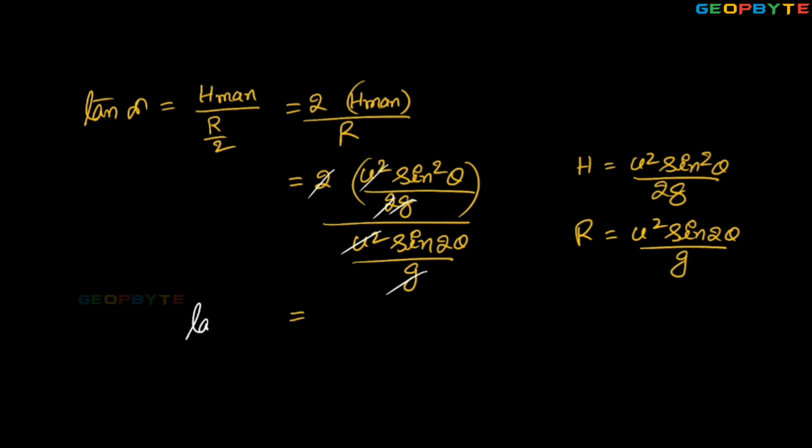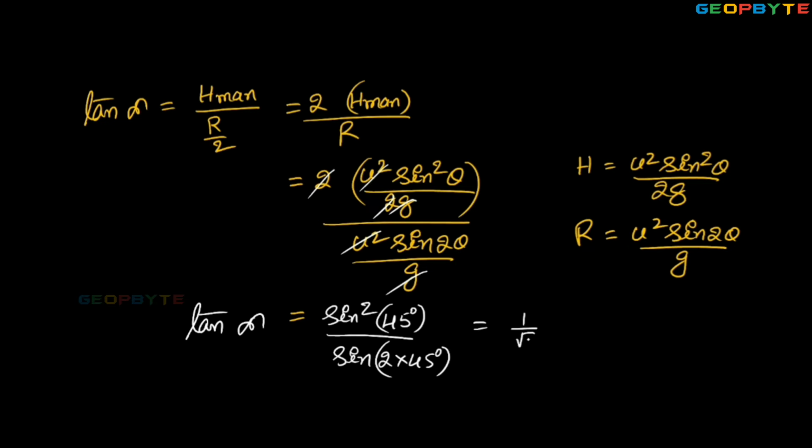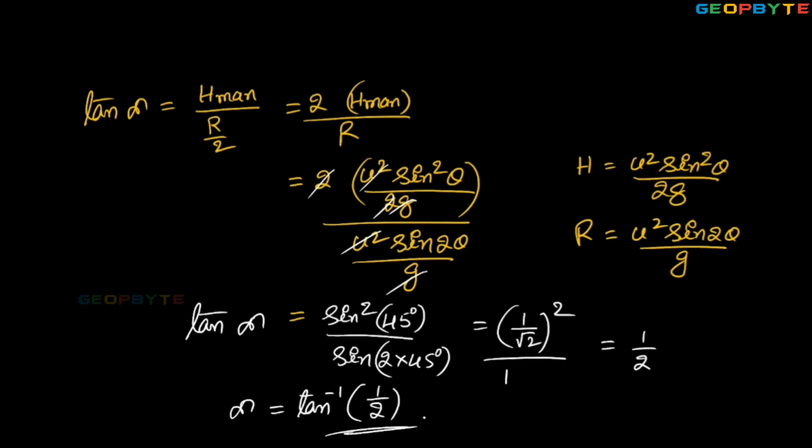Finally, tan alpha equals sine square theta, where theta is 45 degrees, divided by sine 2 theta. 2 theta means 2 into 45 degrees, which is 90 degrees. It is equal to sine 45 degrees, 1 by root 2, whole square, divided by sine 90. Finally, it is equal to 1 by 2. Therefore, the angle of elevation alpha equals tan inverse 1 by 2. That is the angle of elevation.